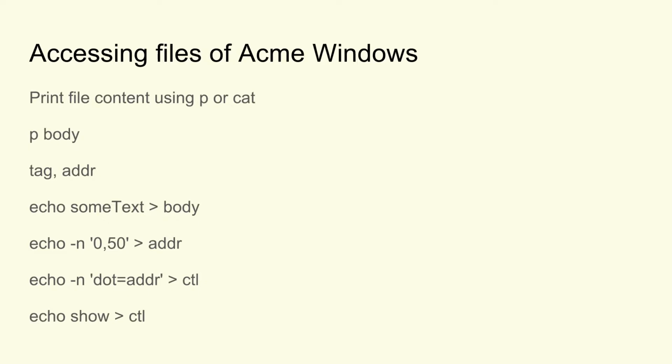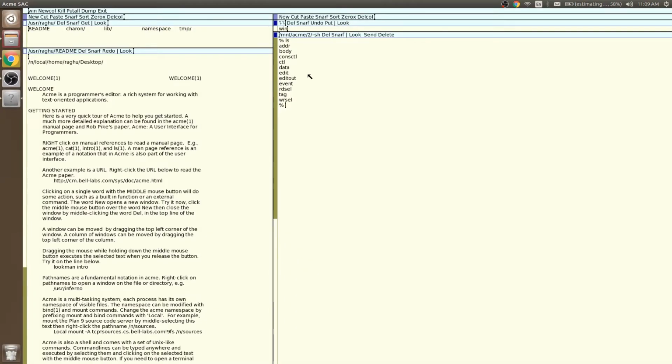We can use address to point the cursor in the Acme window. To print the window ID, we can use $acmewin. This is the fourth window.